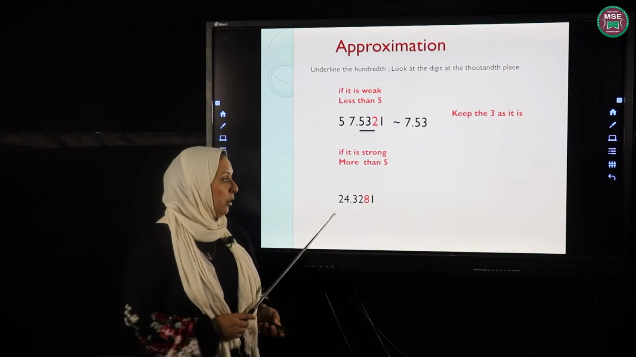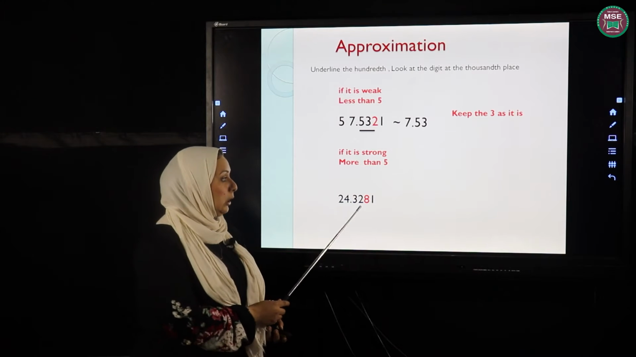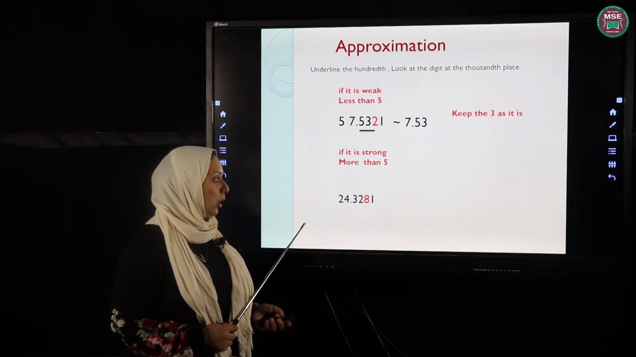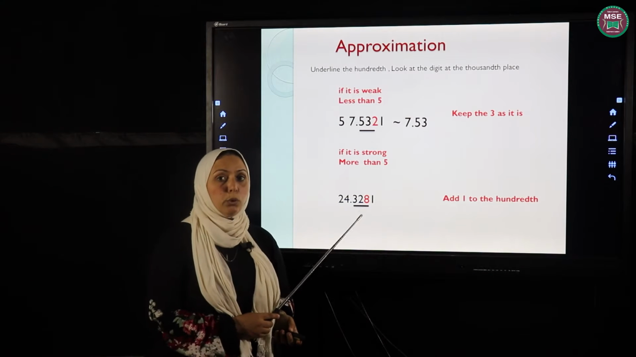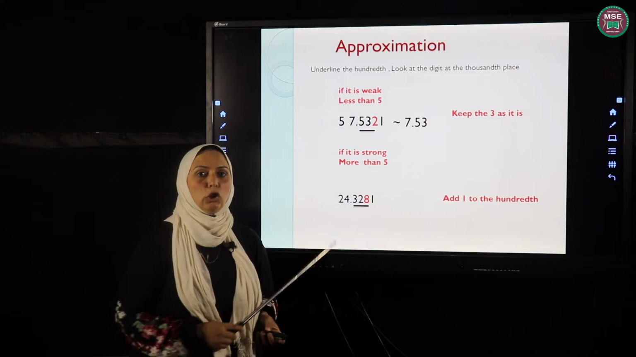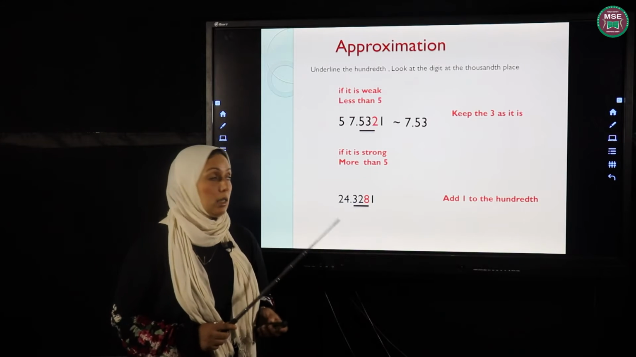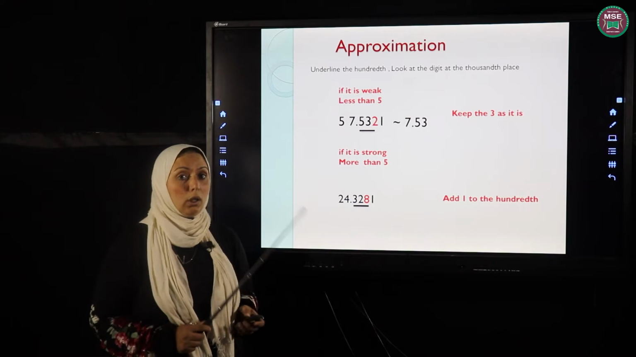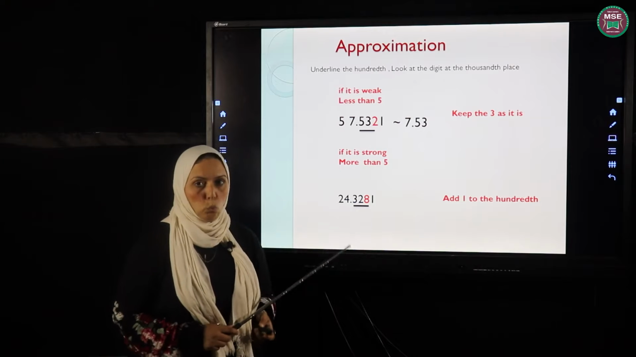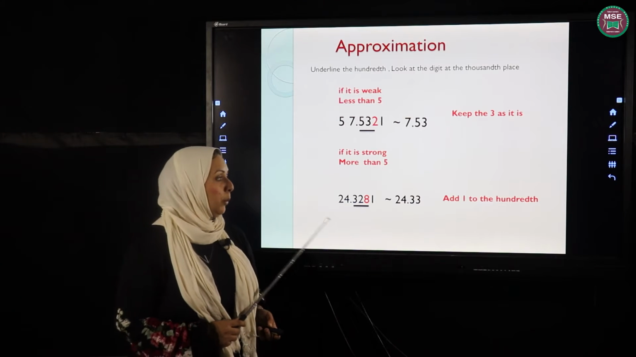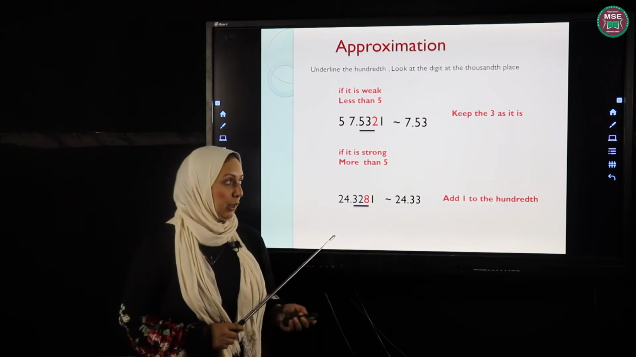Next, here another example, 24.3281. The hundredth digit here is 2. We will underline it. Then we look to the thousandth digit. The thousandth digit here is 8. 8 is a strong number. A strong number gives the hundredth 1. Then the answer will be 24.33.